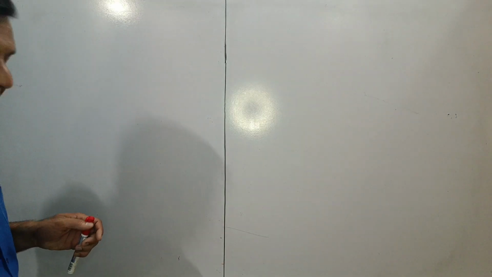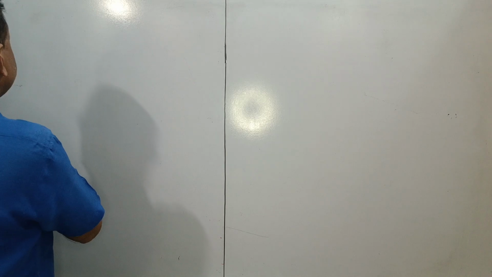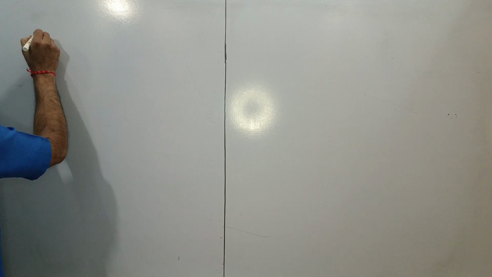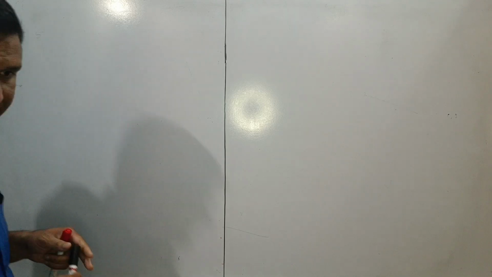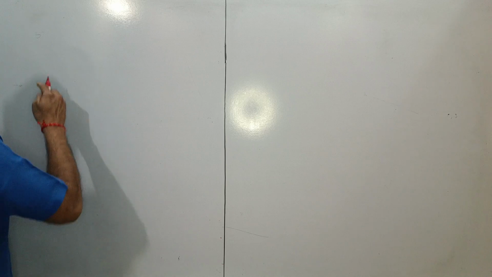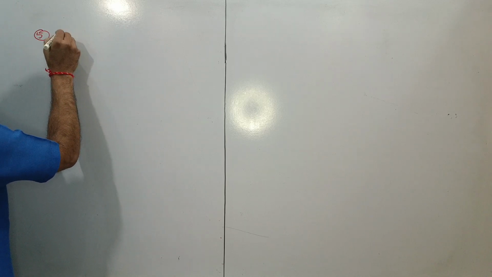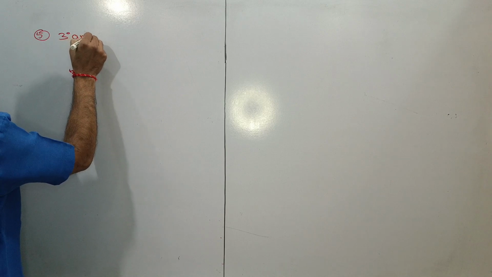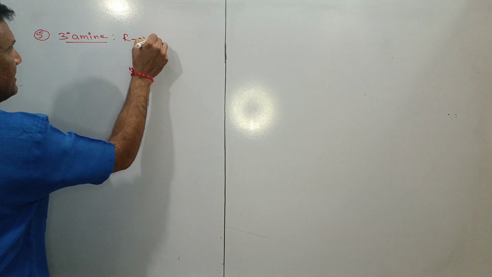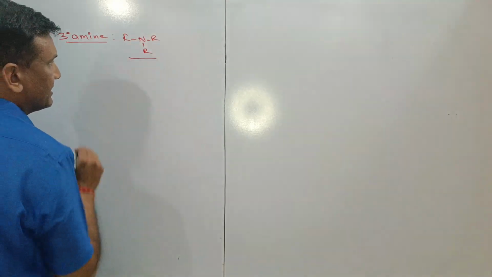So now the fifth functional group is your 3-degree amine. This is the fifth functional group, 3-degree amine. What is the structure of the 3-degree amine? This is the R, N and R. This is the 3-degree amine.